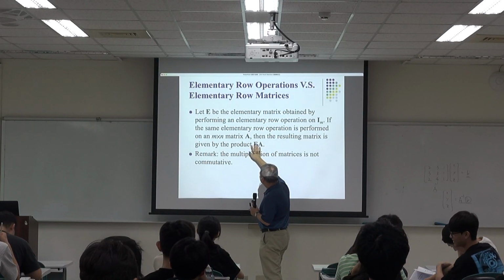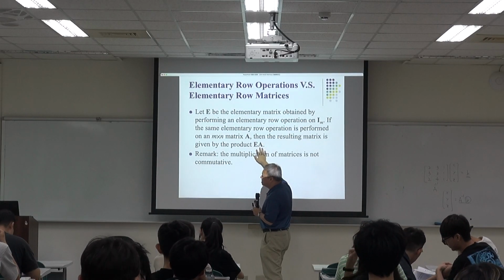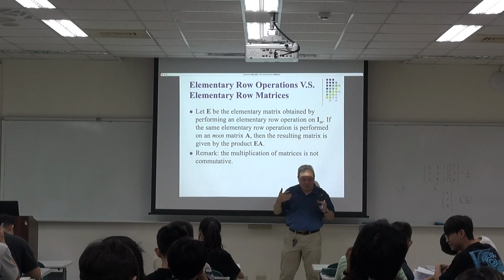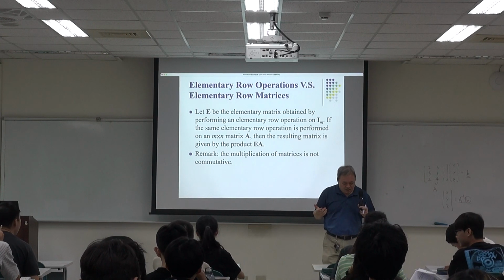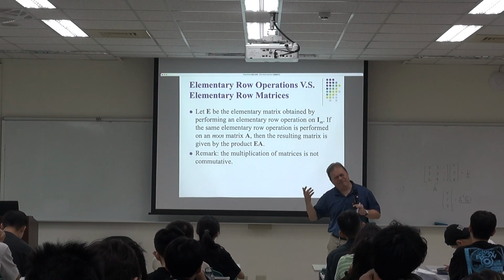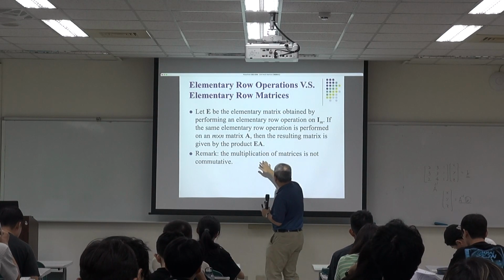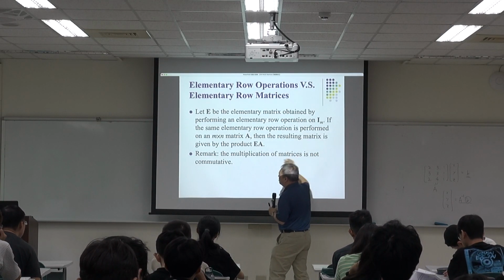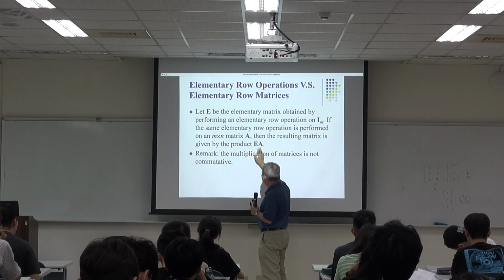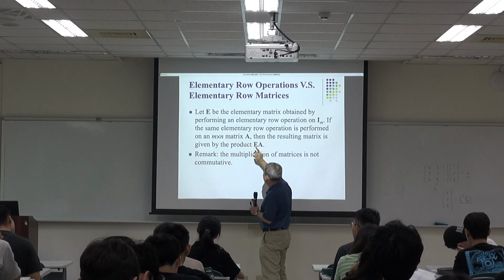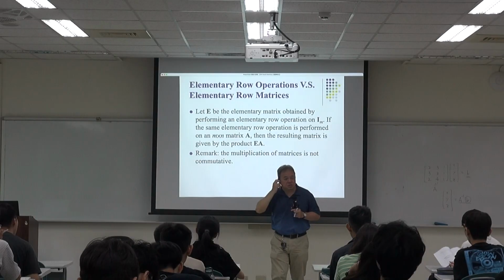So multiplying an elementary matrix to your matrix is equivalent to performing a single elementary row operation on matrix A. That's very interesting. Okay, so multiplication of matrices is not commutative. I just want you to know EA is different from AE. Okay, EA is different from AE.